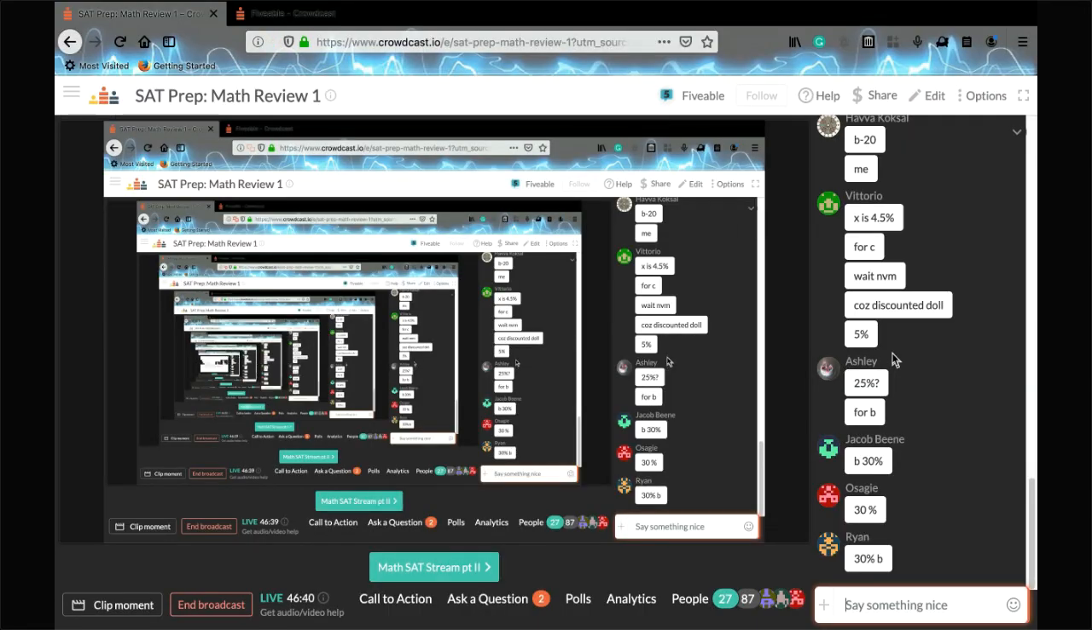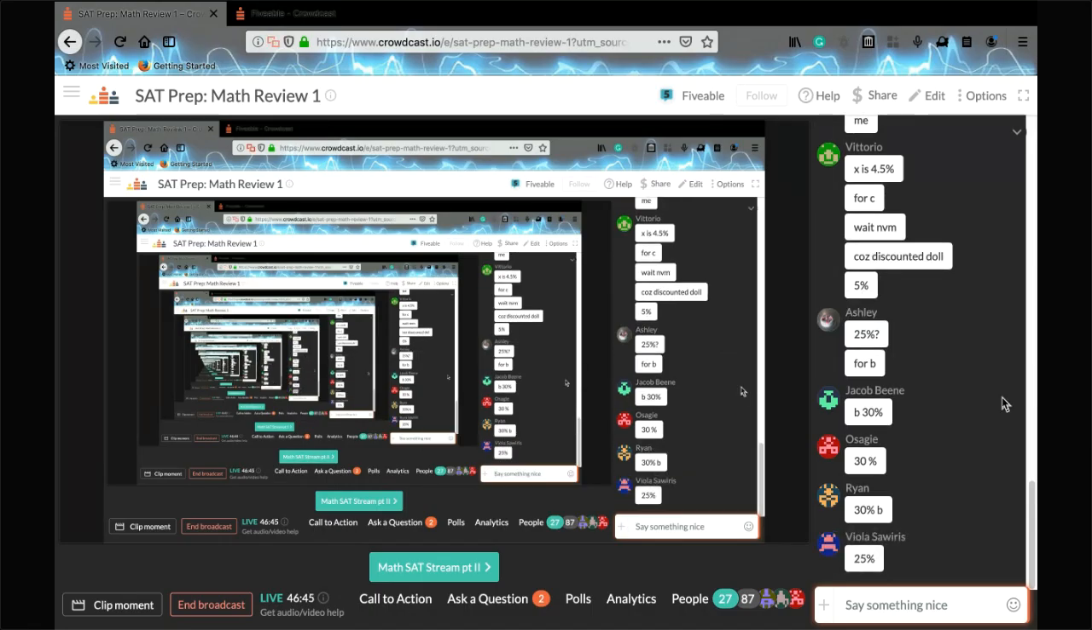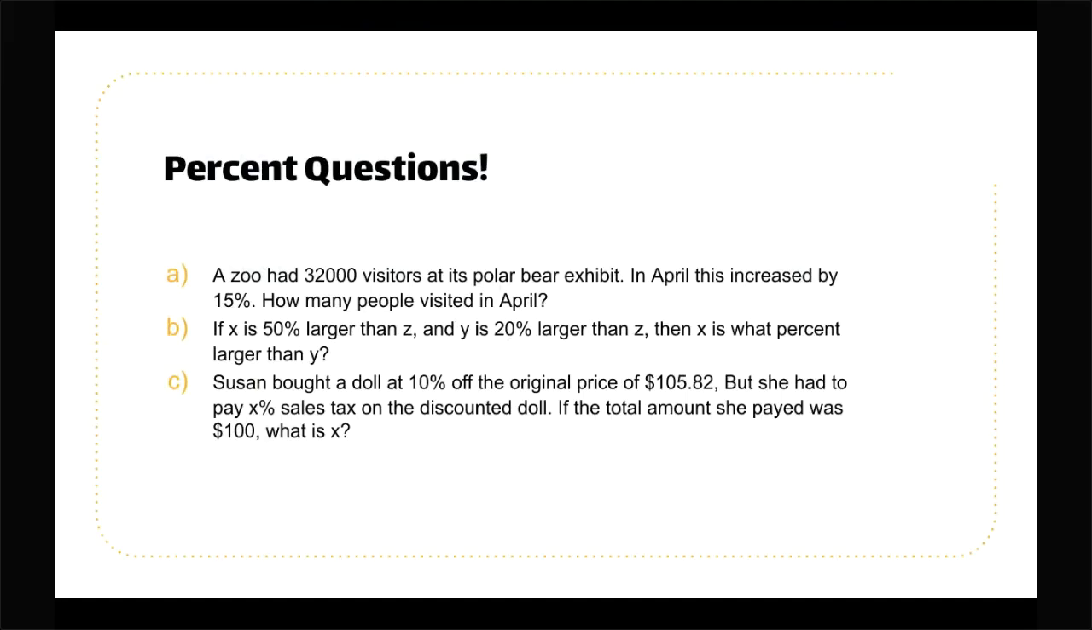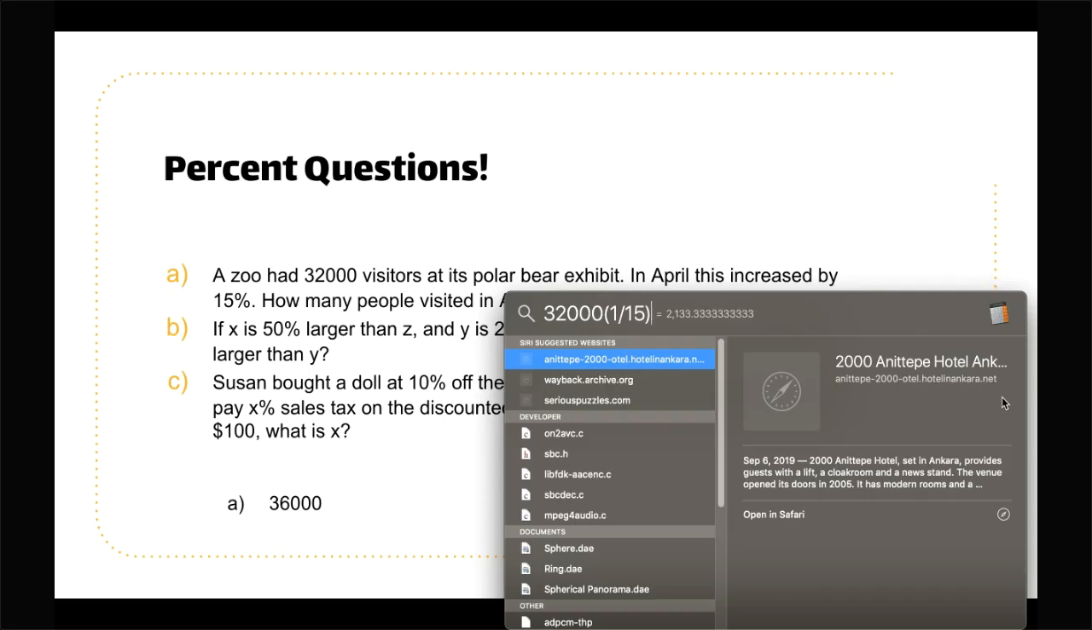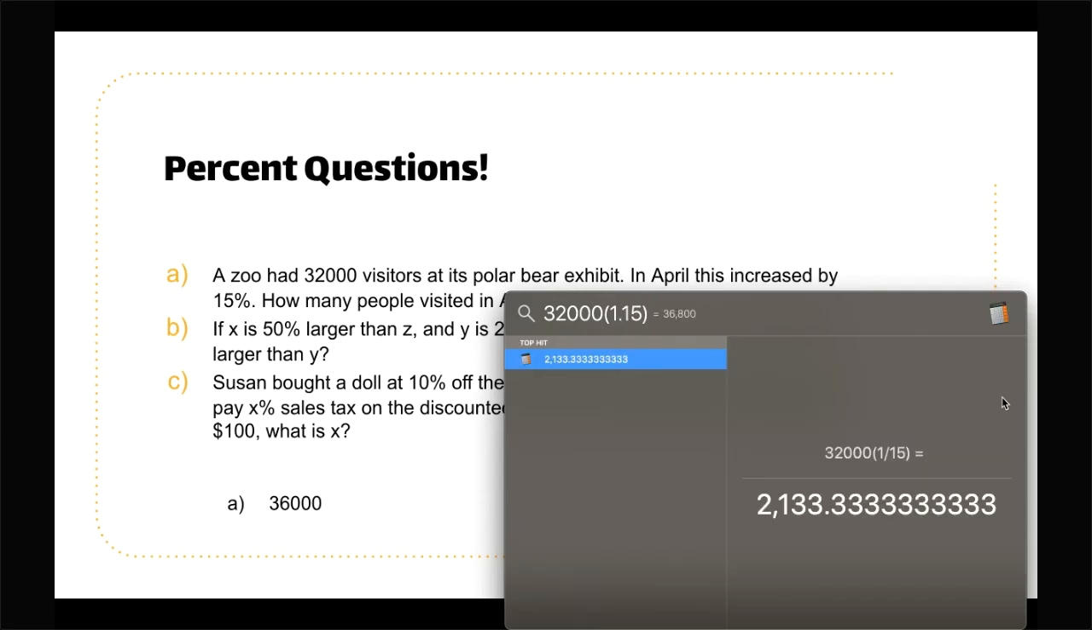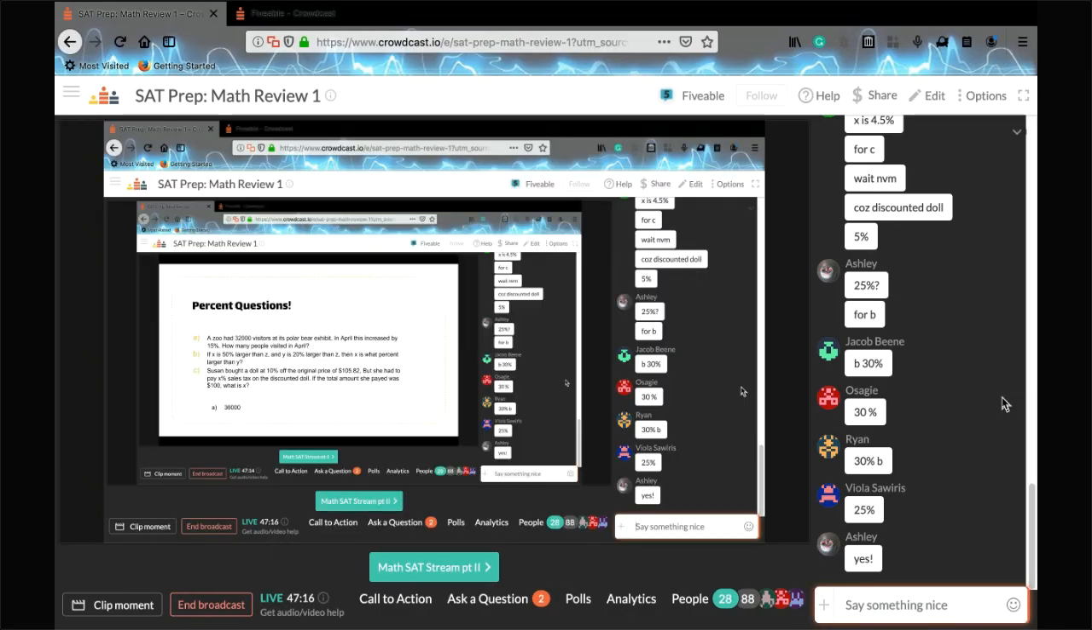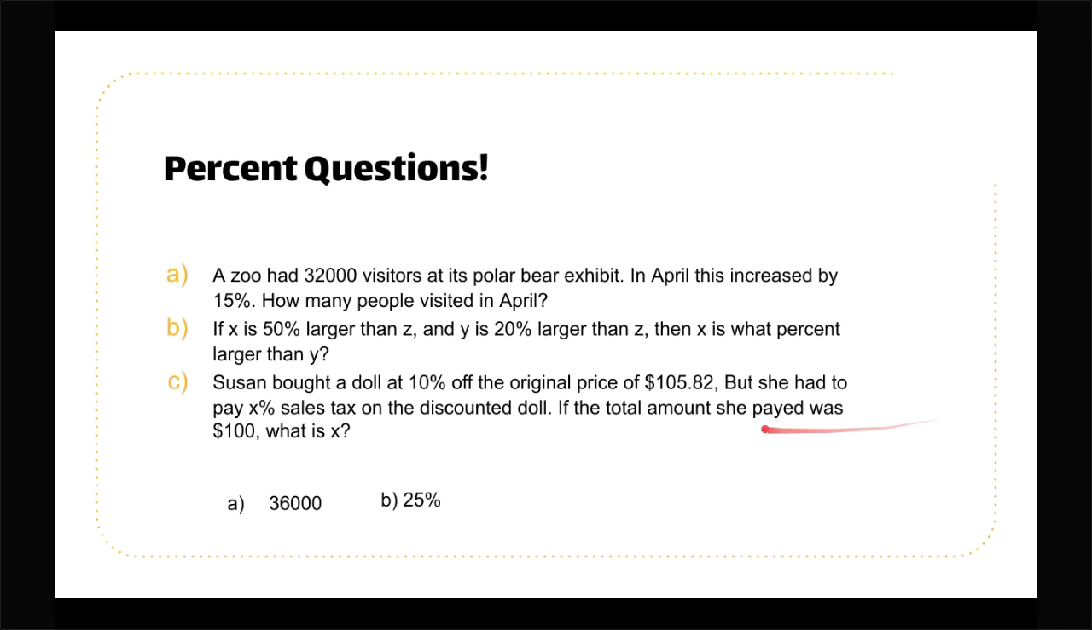Okay, B is 25%, not 30. I'll get into that. And then C, there we go. So A is just 1.15 times 32,000, which gives us 36,800. Sorry, I got an 8. All right, B is 25%.